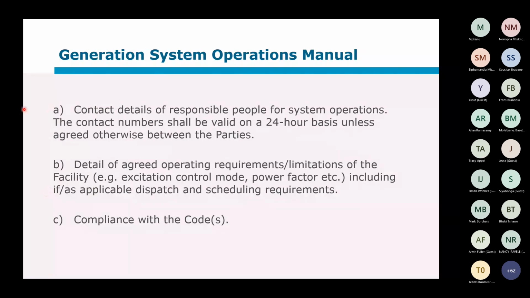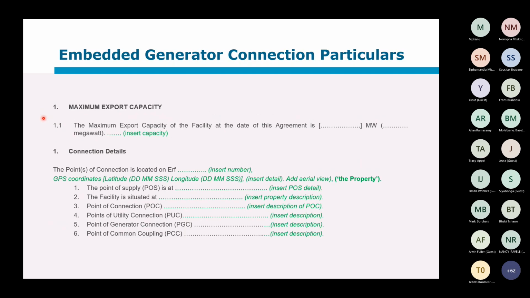So operations manual, some of the information is who can be contacted. So this is over and above potential SCADA and other fast communications. This is meant for people-to-people communication mostly. Then connection particulars. This is physically what's the size, what's the voltage where it gets connected.